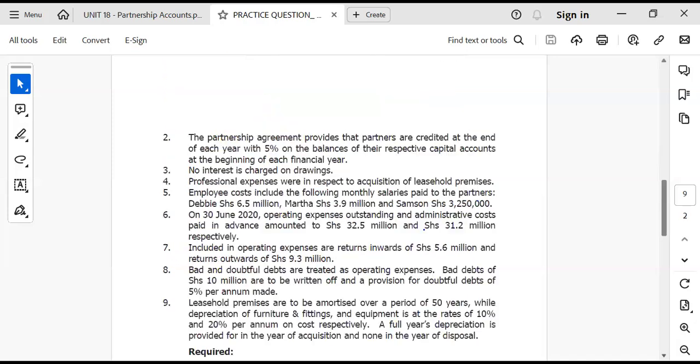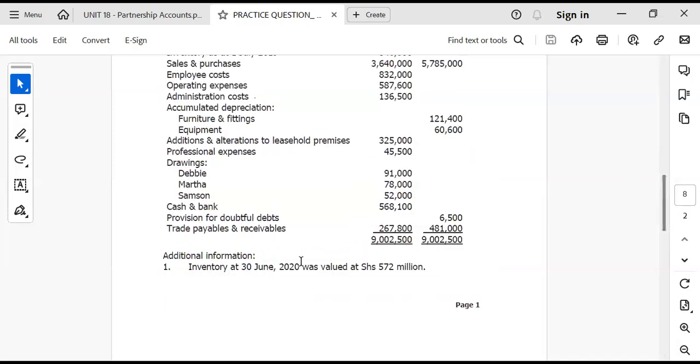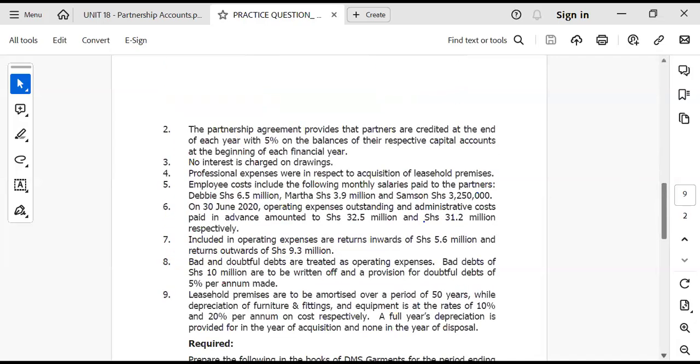Additional information, they're telling us that inventory at 30th June 2020 was valued at 572 million. Then the partnership agreement provides that partners are credited at the end of each year with 5% on the balances of their respective capital accounts at the beginning of each financial year. We shall look at what that means. No interest is charged on drawings.